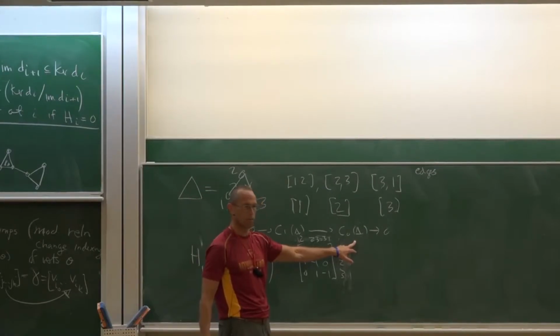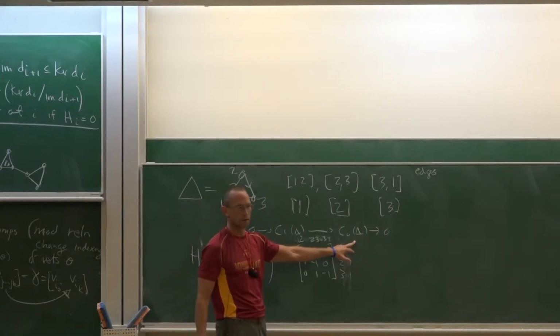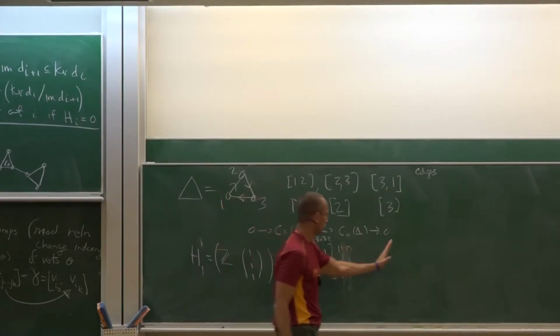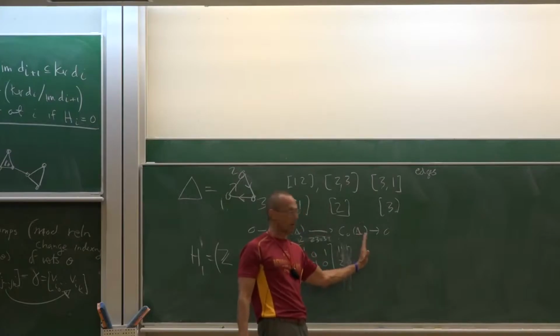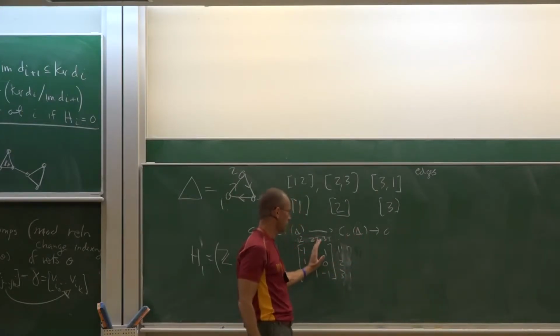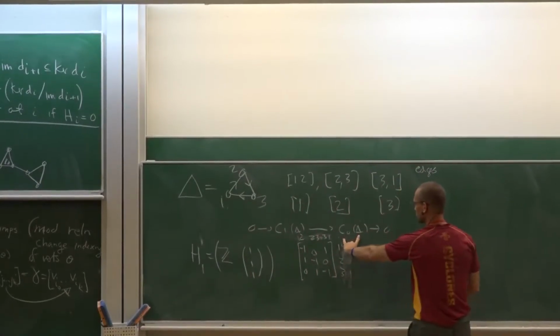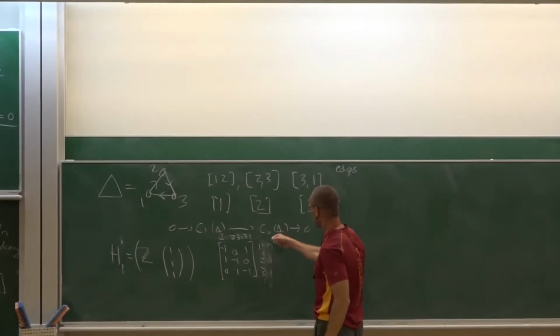So H0 would be what? Help me out. H0 is the kernel of this map, not 0. H0 is the kernel of this, which is everything, right? Modulo the image of this. So the kernel of this map is everything.